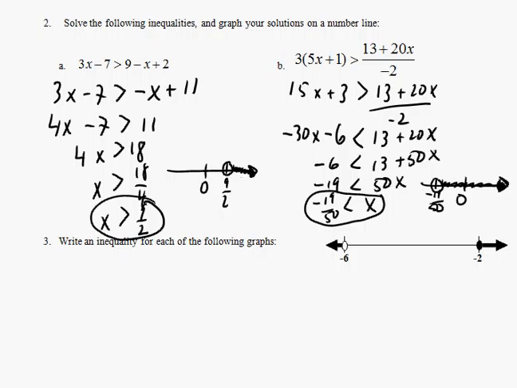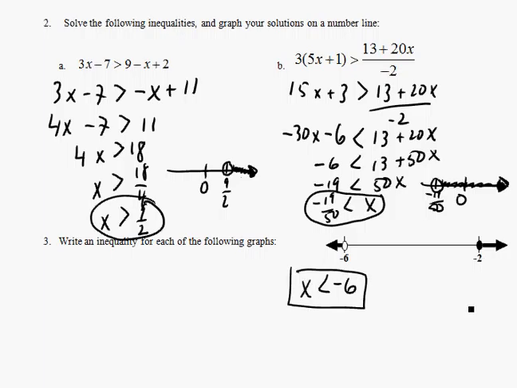Go ahead and pause the video and try number 3. Number 3 says write an inequality for each of the following graphs. So this graph has all of the points to the left of negative 6 shaded, but not including negative 6. So that would be x is less than negative 6.